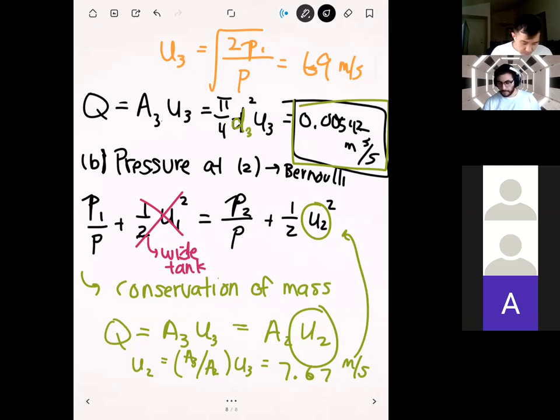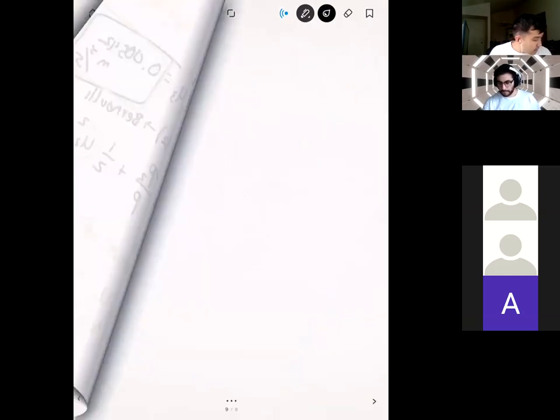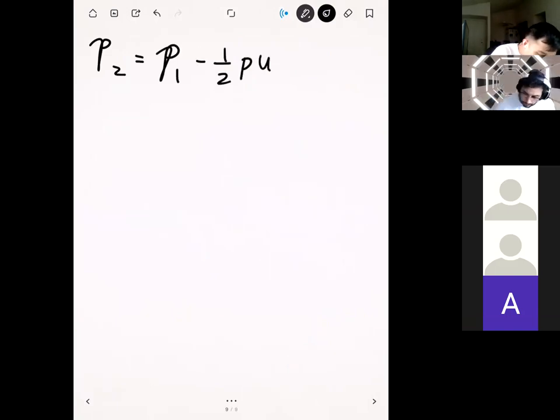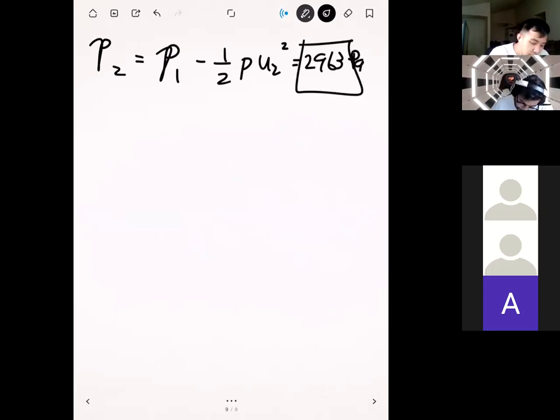Okay. And so we can plug all of that in. Right? We get P2 is equal to P1 minus 1/2 rho U2 squared. Okay. U2, which we just solved for. And we get that the pressure at point 2 is equal to 2,963 pascals.